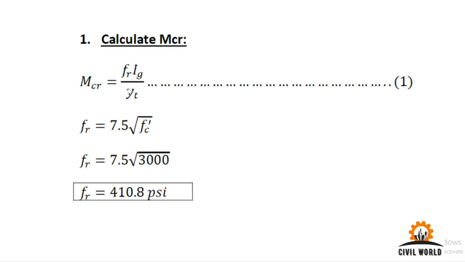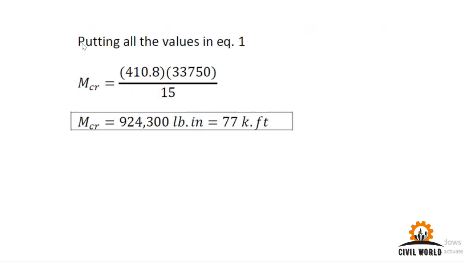So for this equation, we have already calculated Fr, we have calculated gross moment of inertia, and we know that Yt is equal to 15 inches. We can put in the values in that equation, and our cracking moment comes out to be 924,300 pound inches because this Fr was in pounds per square inch. Gross moment of inertia was in the units of inch, and this Yt was having units of inch. So it comes out to be in pound inches.